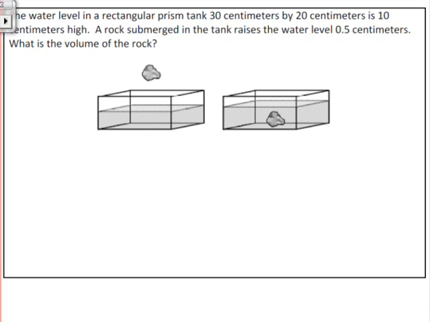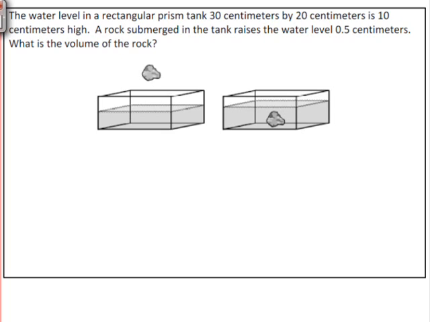The last page is a really good example of a word problem that you could get on a test or the SOL or something like that, because it makes you apply volume formulas to a problem. So the water level in a rectangular prism tank, 30 centimeters by 20 by 10, and it tells you 10 high. And it says a rock is submerged in the tank and it raises the water level 0.5 centimeters. And then the question is, what's the volume of the rock?